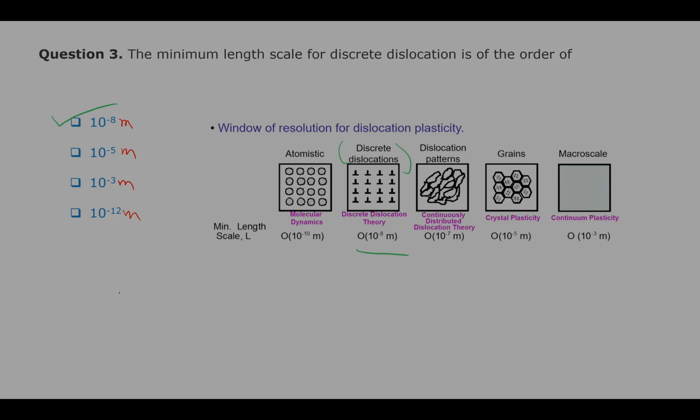10 to the power 5 is in crystal plasticity, so it is not the answer. This is for grain. And 10 to the power minus 3 is continuum plasticity. That is also not possible because of the macro scale. And 10 to the power minus 12 is lower than the atomistic length scale. So this is also not possible in discrete dislocations.